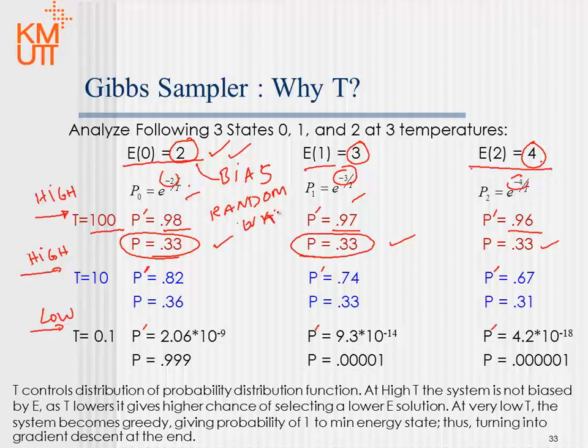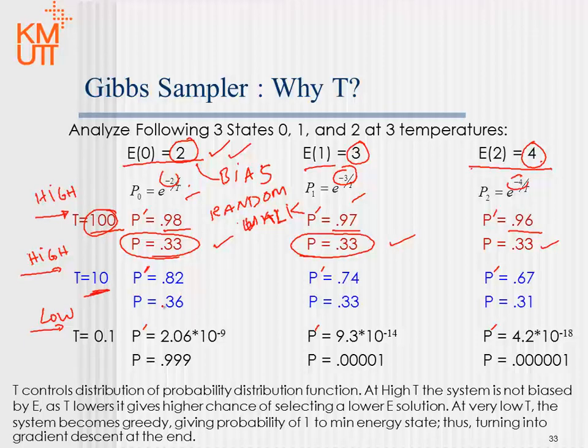This is too high a t because you're just randomly walking. You notice that when t is 10 it's a little bit more reasonable.